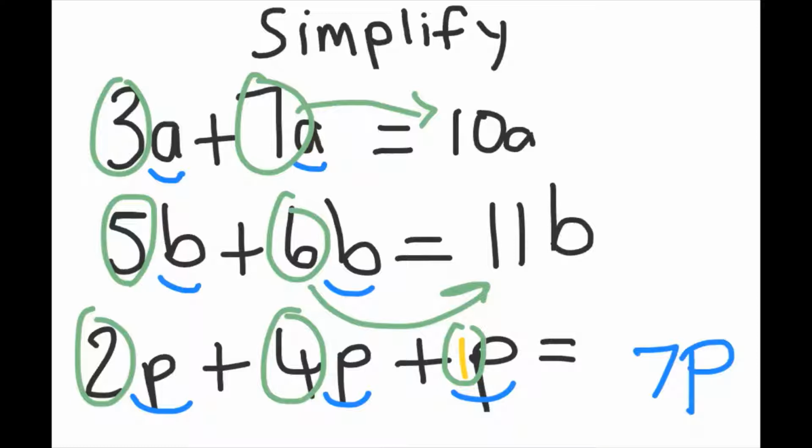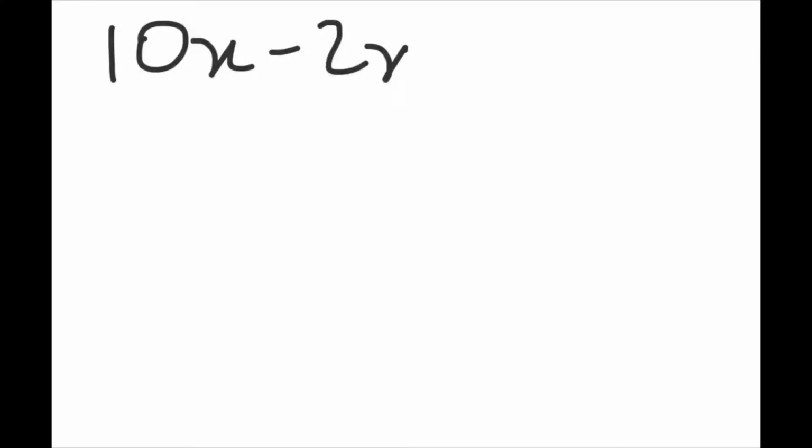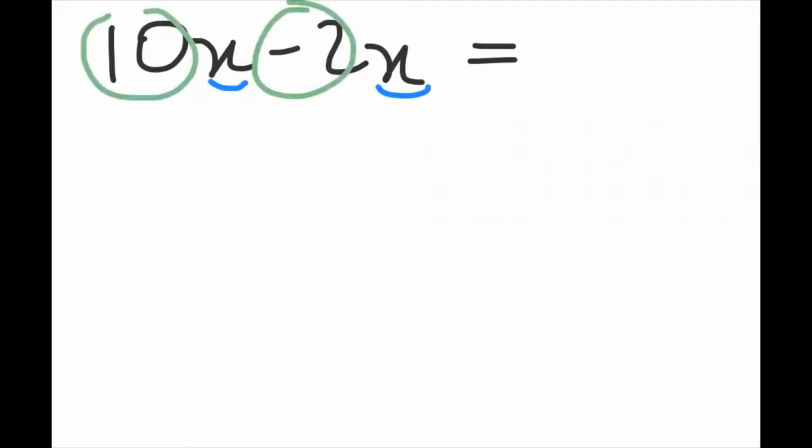Do some more. 10x minus 2x. So the minuses you treat exactly the same. First look at the base. Both are x. And if both are x, then you can just say 10 minus 2. And 10 minus 2 equals 8. So the answer is just 8x. Now let's do a mixed one.